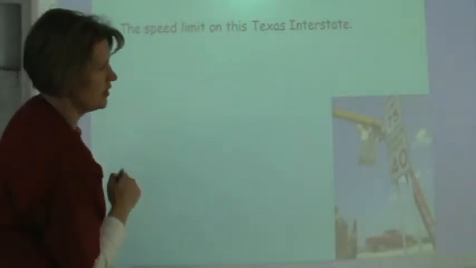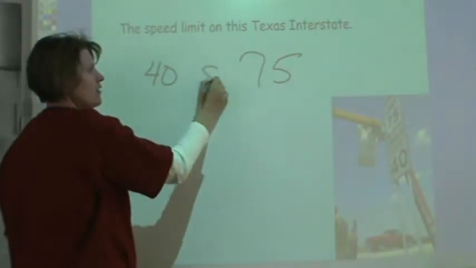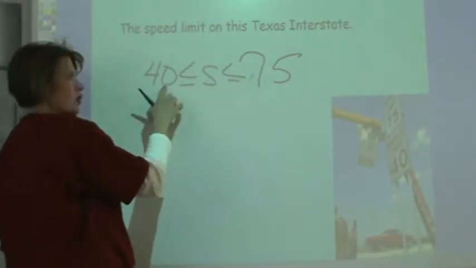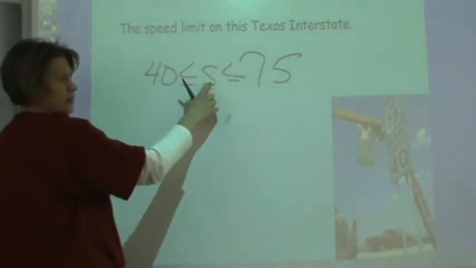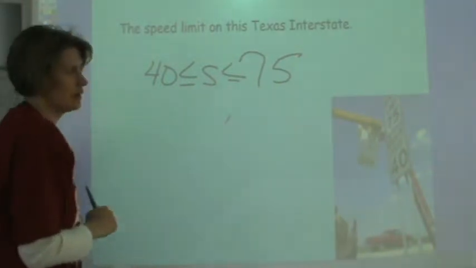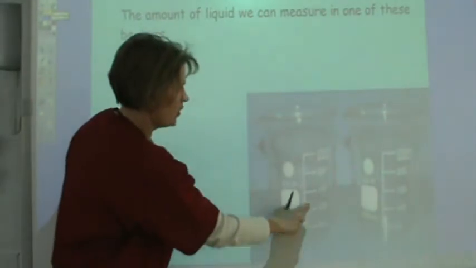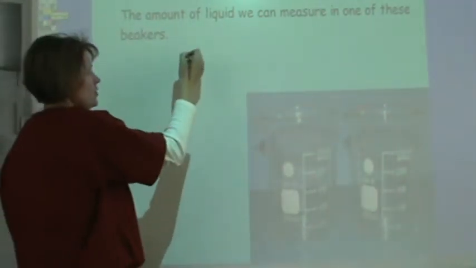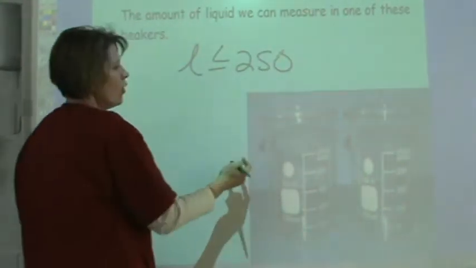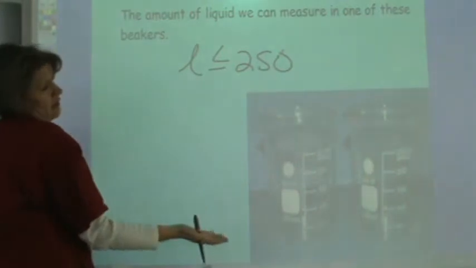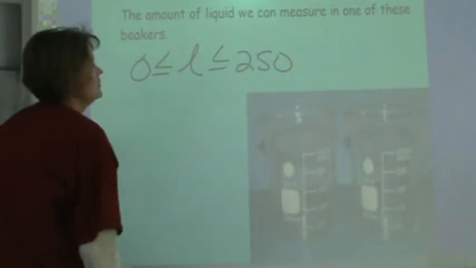Speed limit on this Texas interstate, all right, the minimum speed is 40, the maximum speed is 75. So that means you could be going 40, could be going 75, still falling within the speed limit, but it could be something in between there and you'd still also be following the law there. Amount of liquid we can measure in one of these beakers. Okay, so it goes up to 250. We could write this two ways. We could say the liquid has to be less than or equal to 250. Or you could say, well, if it's empty, I mean, I guess I could say it's 0 if you wanted to.